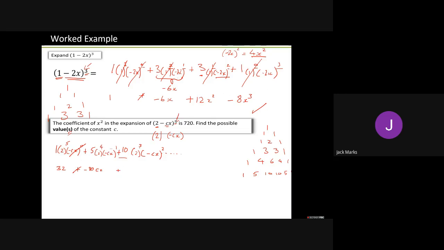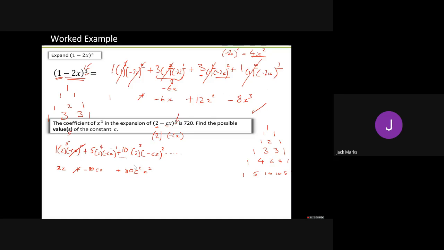Okay, 2 cubed. 2 cubed is 8. 8 times 10 is going to be 80. Minus cx squared. Well, all of that is going to be squared. So I'm going to say that that's going to be c squared x squared. Now, we haven't really done anything new. We've just taken the information from the question and we're just working with it and seeing what can happen.